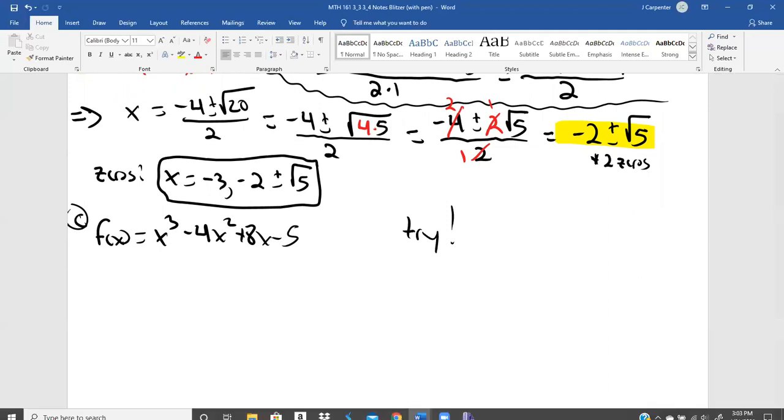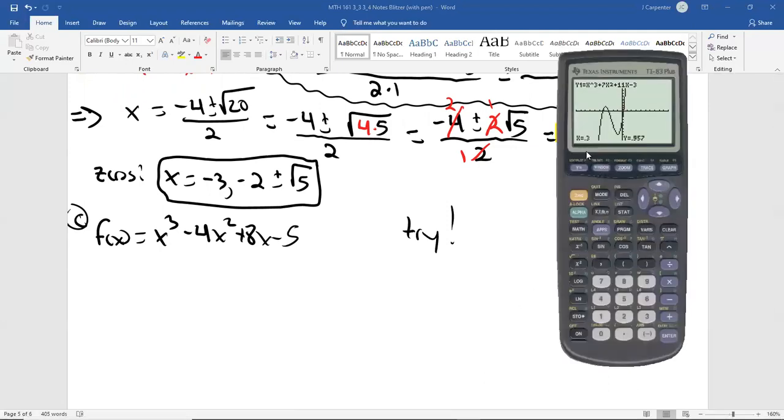Let's use our technology real quick to push us in the right direction. If I need to do extra synthetic division next time, I will. But let's see. So x to the third minus 4x squared plus 8x minus 5. Do I have everything right? x cubed minus 4x squared plus 8x minus 5. Good. Let's graph it.